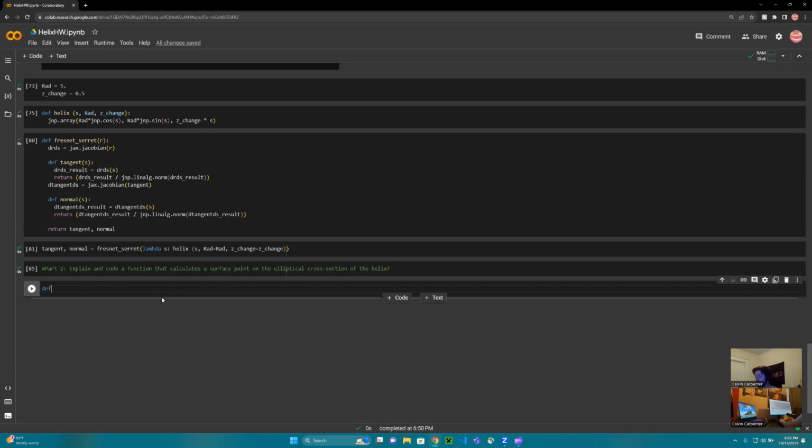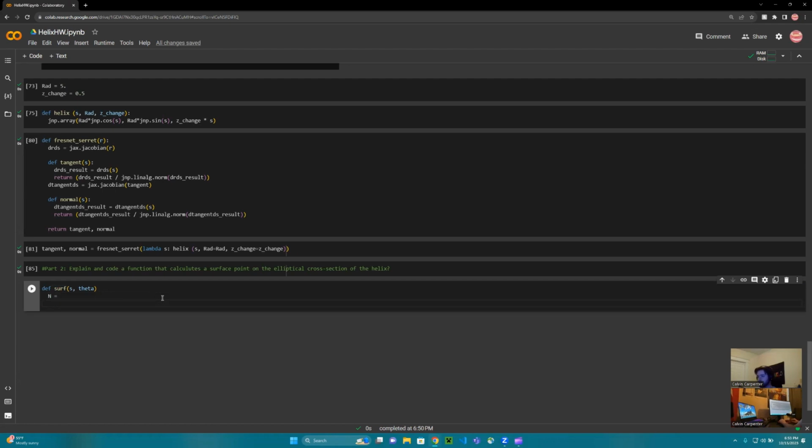To start off, we're going to define a new function. So it's going to determine the surface of this helix. So I'm just going to call it surf. It's going to be in terms of s and theta. We're going to have three variables for this, n, t, and b. So n is going to be our normal. Oh my gosh. I hate when my keyboard does that.